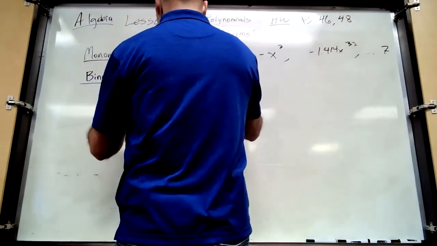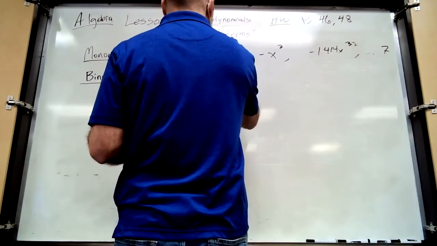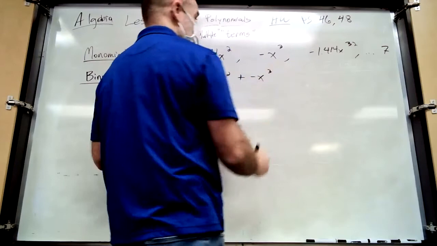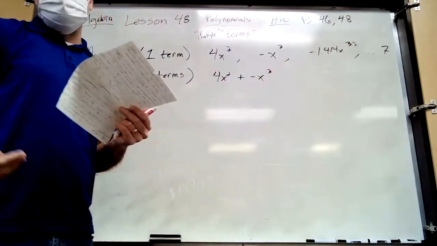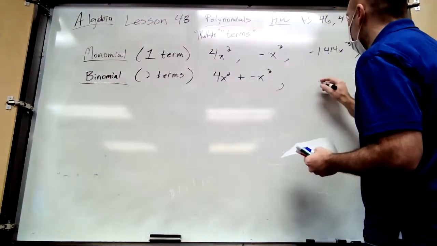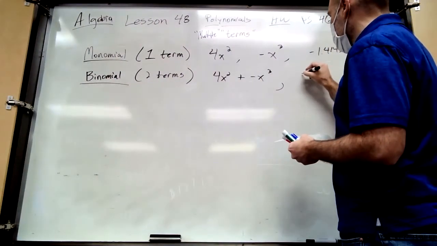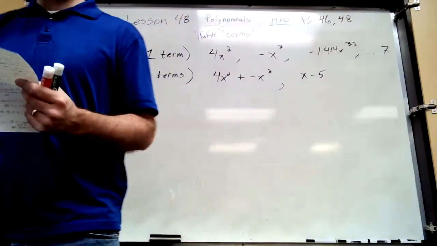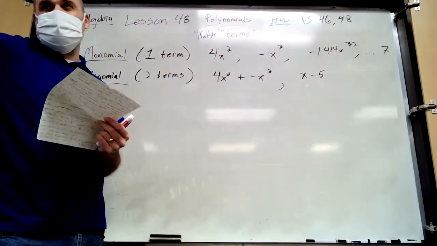Okay? So 2 terms, like 4x squared plus negative x cubed. That could be a binomial, anytime you add or subtract something. Here's another example: x minus 5. That is an example of another binomial.